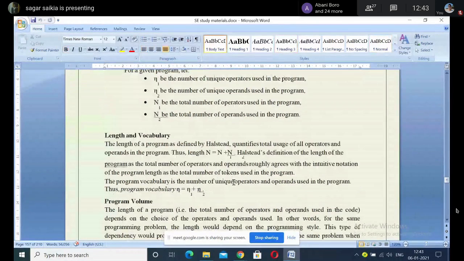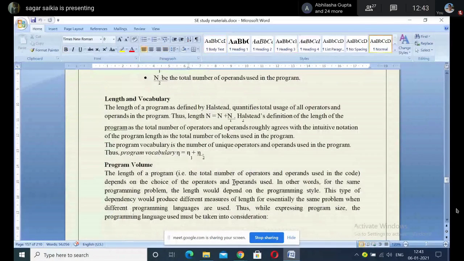Here, n1 is the total number of operators, and n2 is the total number of operands. If someone wants to know the vocabulary, that means how easy it is to understand the code of the program, then one can sum up eta 1 and eta 2.